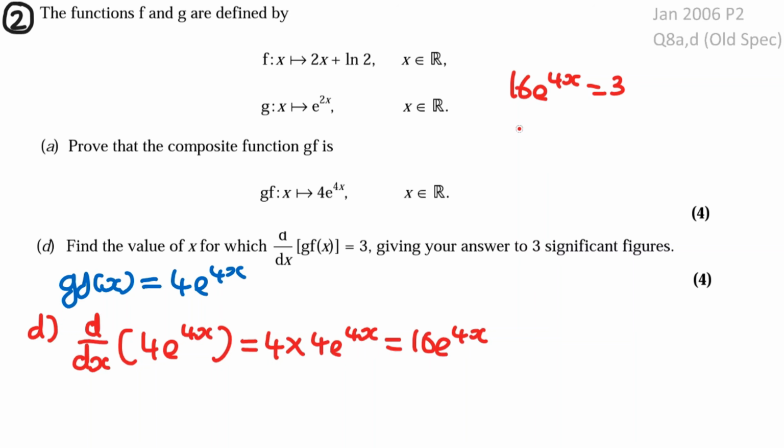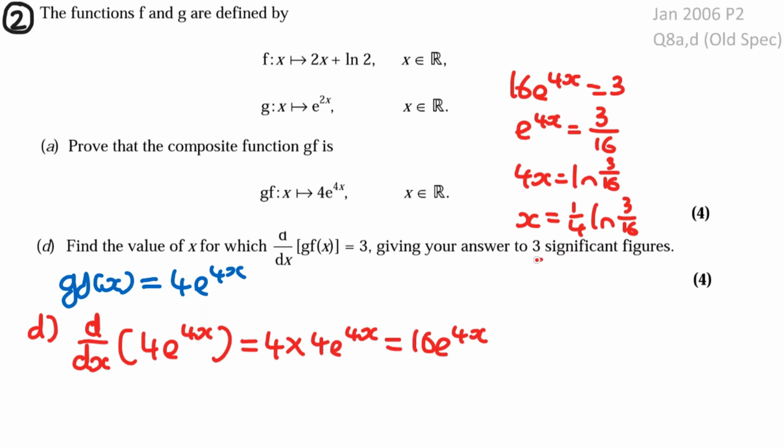Divide both sides by 16 to get e to the power of 4x is equal to 3 over 16. And then 4x is equal to the natural log of 3 over 16, and divide both sides by 4 to get that x is equal to 1 over 4, the natural log of 3 over 16. So x is equal to this here, but it wants the answer to 3 significant figures, so we need to figure out what this actually is in our calculator. So x is equal to, if you put this into your calculator, minus 0.418. So to 3 significant figures, x is equal to minus 0.418.